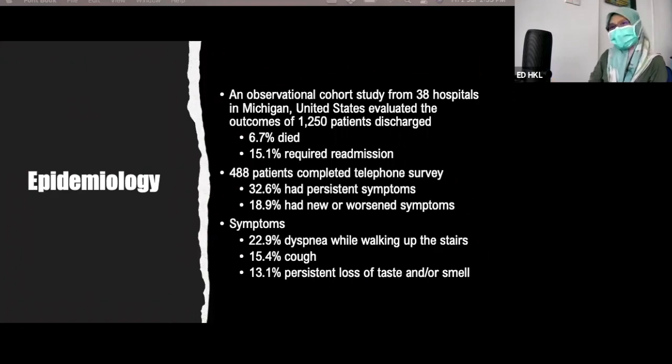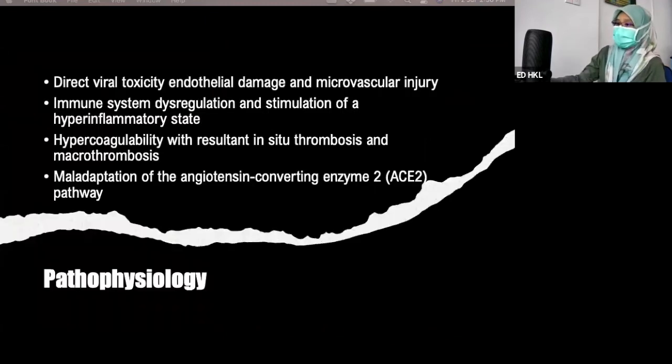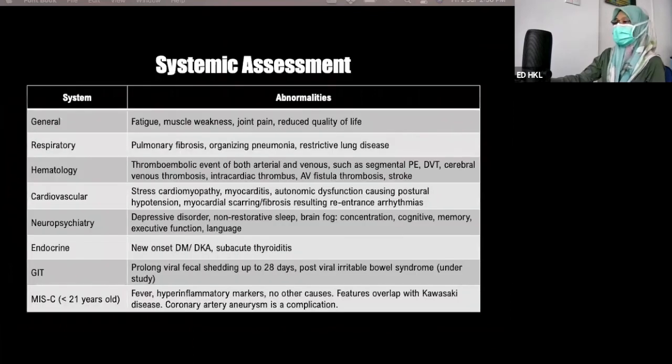This is based on a cohort study in the US. The trend is the same in the US, France, Italy. One article combined all the cohort studies from multiple states or countries. Up to 6.7% of patients discharged died, 15% required readmission, and more than 30% had persistent symptoms, most commonly dyspnea on exertion, cough and persistent anosmia. The pathophysiology is multifactorial: viral cause, our own immune system, hypercoagulability and maladaptation of the ACE2 pathway. So you have to look for these things in post COVID-19 infection patients.